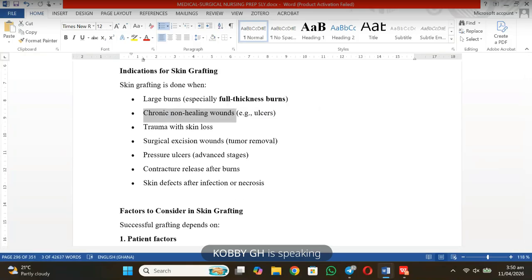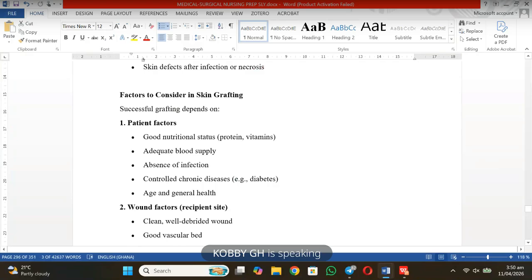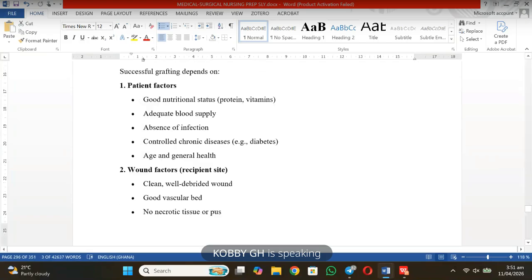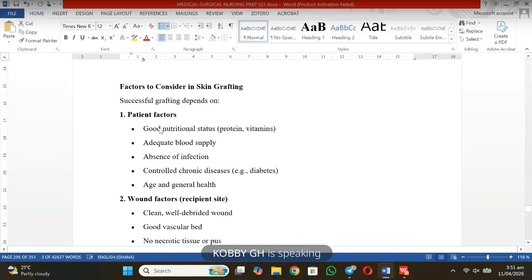Is that okay? Now, you remember we solved a certain question asking the factors to consider when you are going to do skin grafts. Now, we have the patient factors. Good nutrition is a factor for a successful grafting to take place. You are going to do grafting for a patient. For it to be successful, there are some patient factors. These include good nutrition, adequate blood supply, absence of infection, controlled chronic diseases, age, and general health.